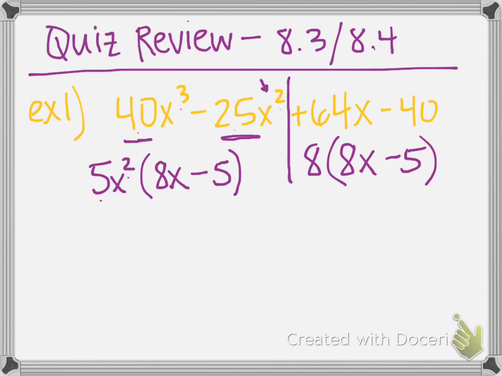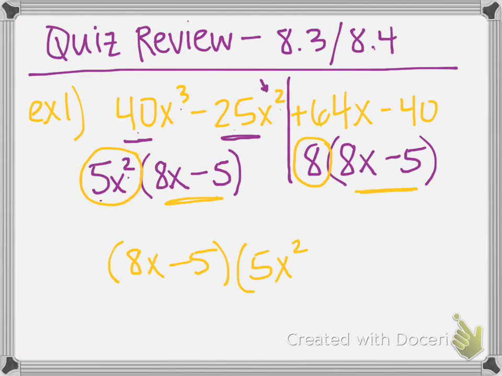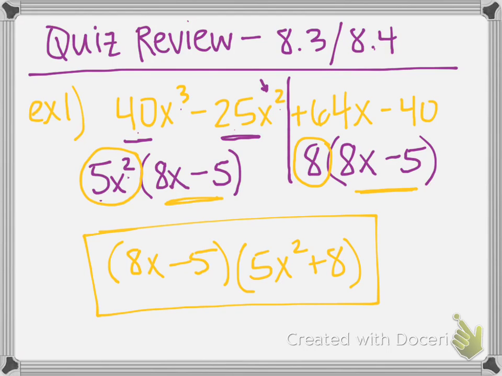We said our goal when we are grouping is to get those 2 parentheses to have the exact same thing in them. Okay, so we want to make sure they match numbers and signs. In this case, both of our parentheses are the exact same. So our first factor is 8x minus 5. And our second factor comes from the GCF on each side of that line. So we have 5x squared plus 8. And that's our answer.